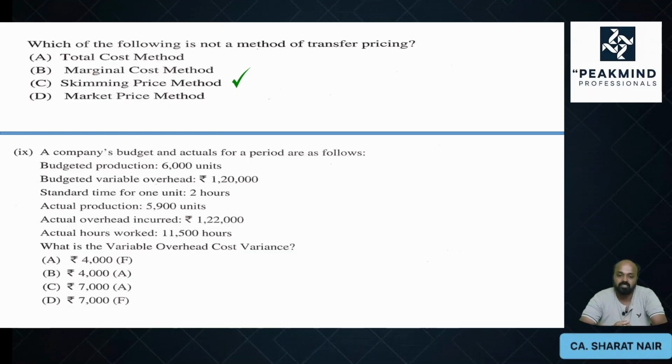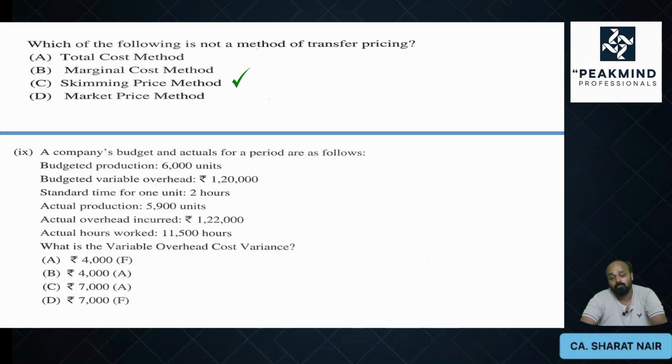Next, another problem: a company's budget and actual cost they have given us. It is based on a standard costing question. They are asking us to find the variable overhead cost variance. Given details: budgeted production is 6,000 units, budgeted variable overhead is rupees 1,20,000. Standard time for 1 unit is 2 hours. Actual production is 5,900 units. Actual overhead incurred is rupees 1,22,000. Actual hours worked are 11,500 hours, and they are asking to find the variable overhead cost variance.